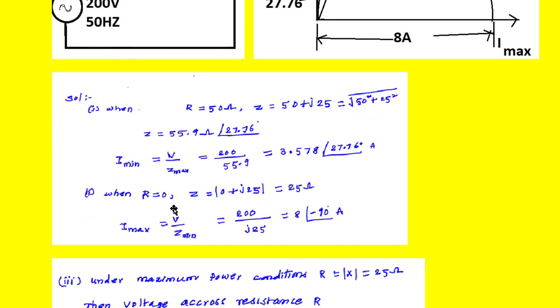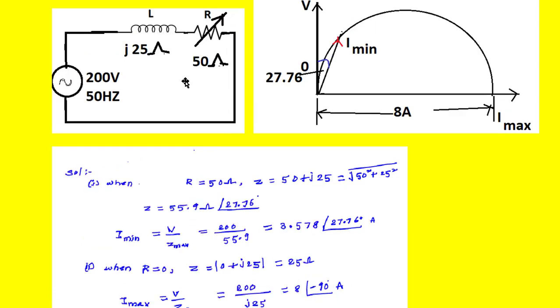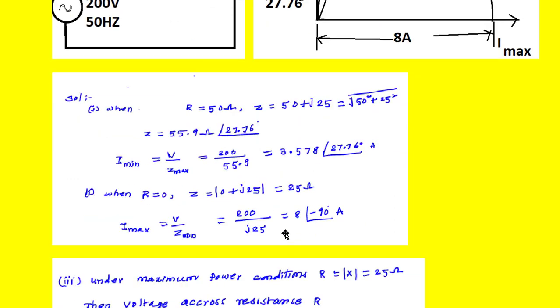When R is equal to 0, then the impedance will become only the inductive reactance, that is 25 ohms. So in that case, the maximum current that flows in the circuit will become 200 by 25. This is the only maximum possible current in this circuit. So 200 by j25 means we get 8 amperes at an angle of minus 90 degrees.